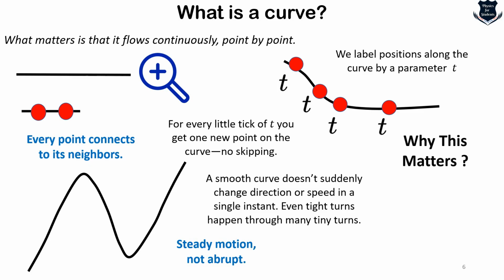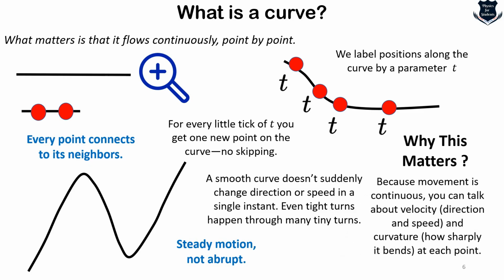Now you might say, why does all this matter? It matters because movement is continuous and you can talk about velocity, direction, speed and curvature, and how sharply it bends at each point. So your pen never lifts off the paper, the ink flows in an unbroken line. So this is another notion of what we call a curve.